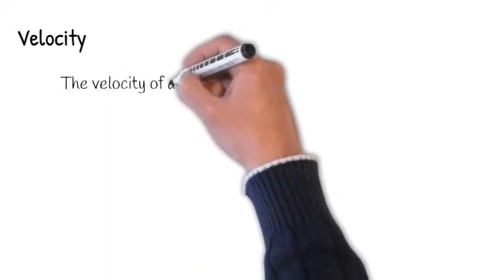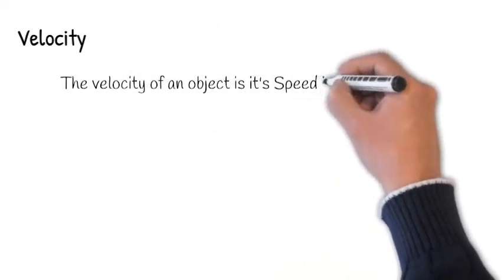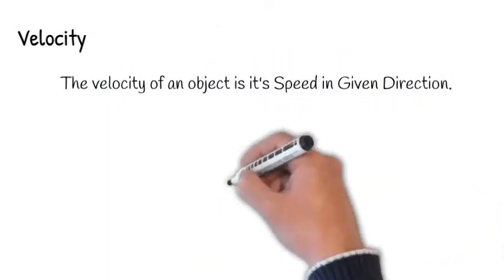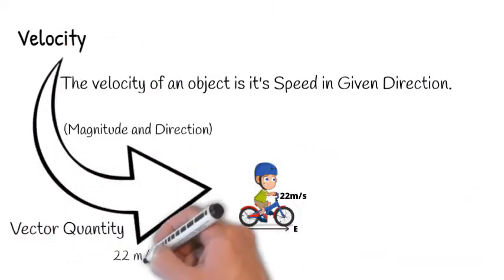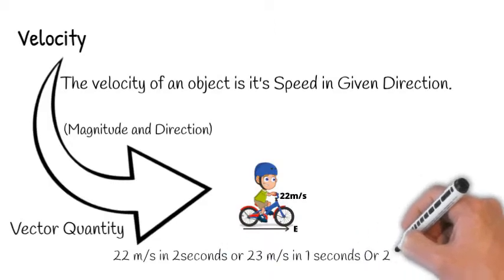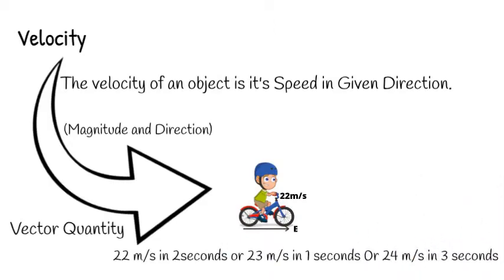Velocity of an object is its speed in a given direction. For example, a bicycle moving with a speed of 22 meters per second toward the east. The bicycle has magnitude and direction, so it's a vector quantity. So we can say that the bicycle is moving with a velocity of 22 meters per second.